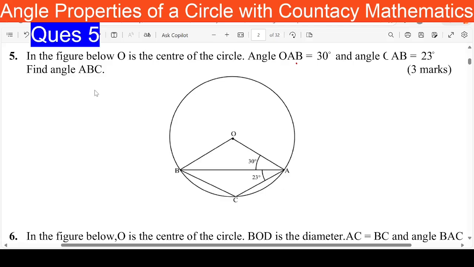Let us walk through this question together. In the figure below, O is the center of the circle. Angle OAB is equal to 30 degrees and angle CAB is equal to 23 degrees. And then we are told to find angle ABC.